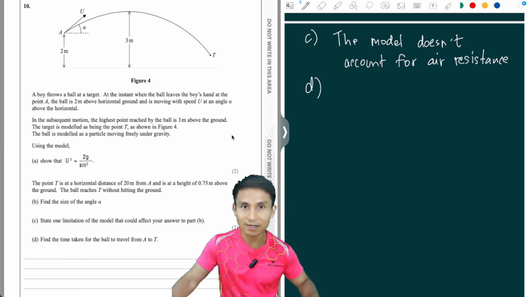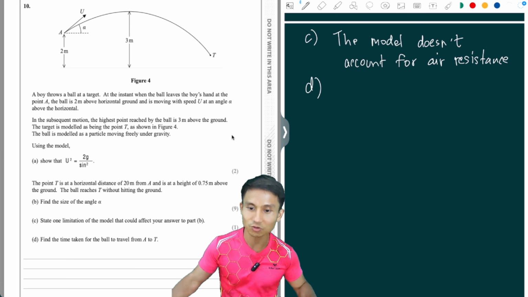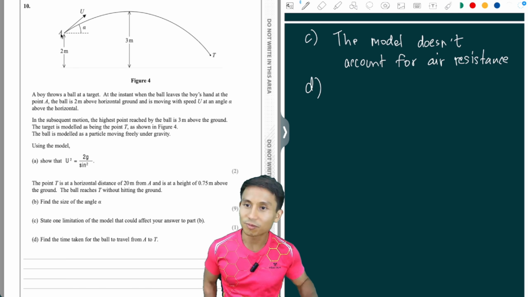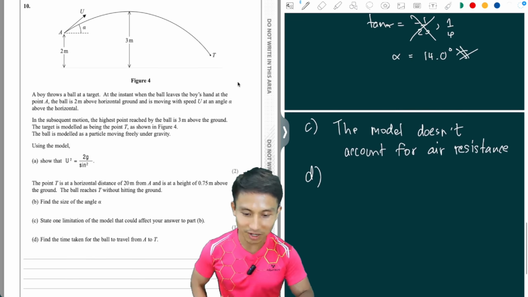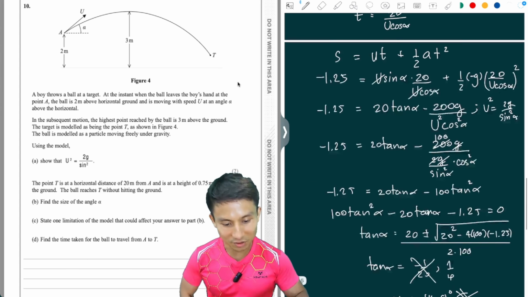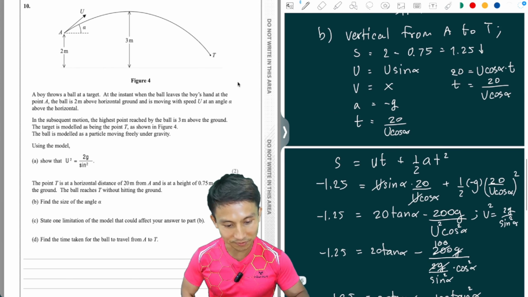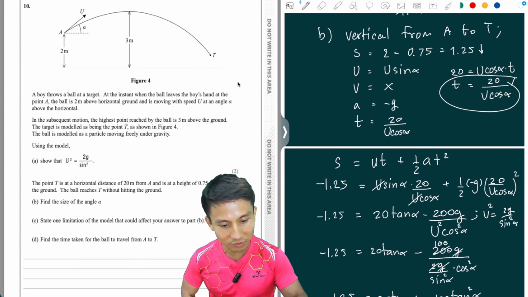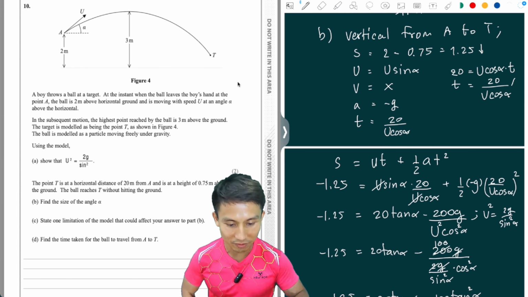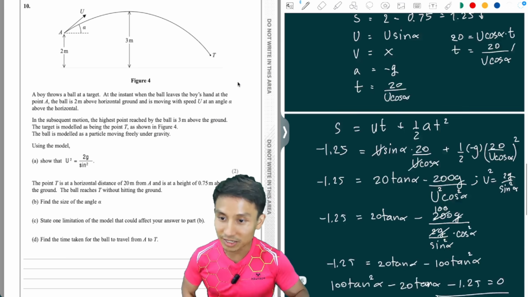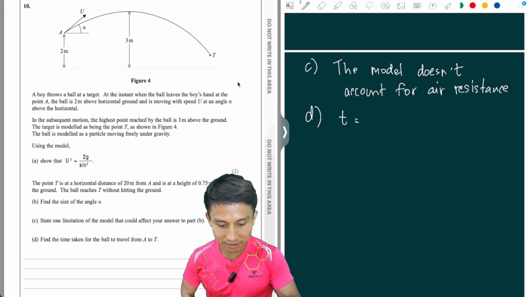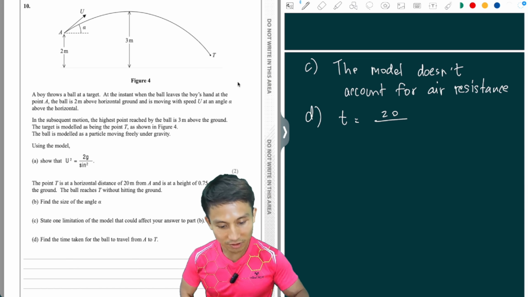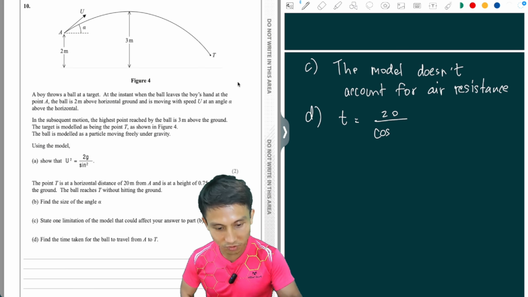Part D, find the time taken for the ball to travel from A to T. So from A to T, it's still the same two points, so we can just use the information we got earlier. Let's see. Okay, so to calculate time, what should we do? Yeah, how about we use this one? Because we already know tan alpha, right? And u will just be easily, okay. Because time is just 20 over u cos alpha, right?